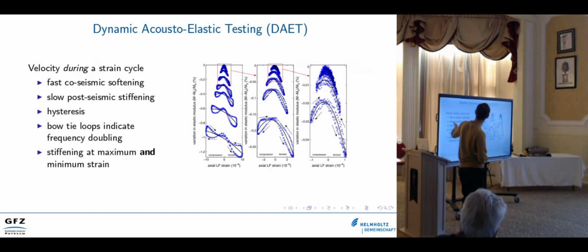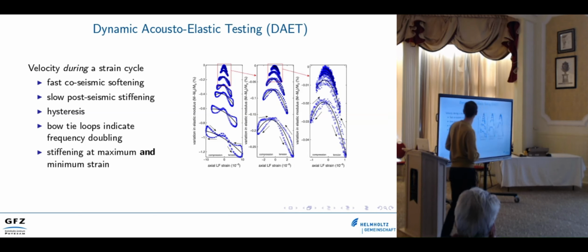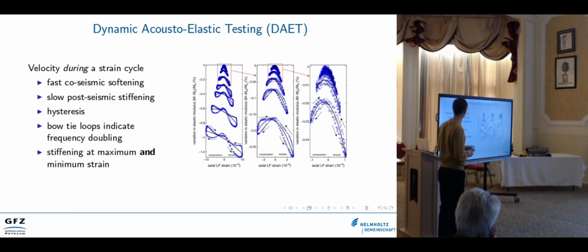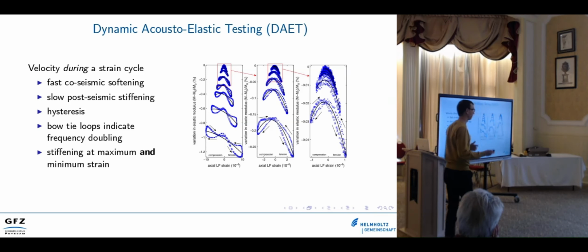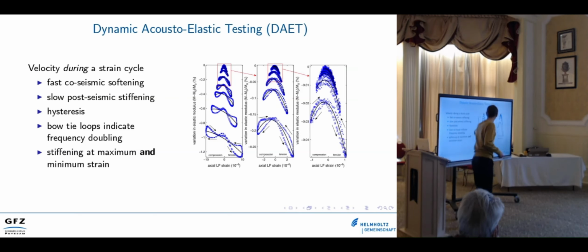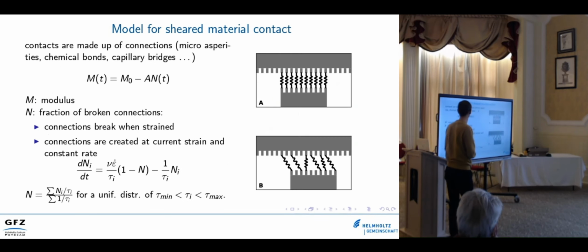As I said, it's a fast co-seismic softening that we see, and the slow post-seismic stiffening, which I showed two slides before. And there's a hysteresis in between here. And we have the stiffening at the maximum and minimum sides of the strain. That is an important part of the story, that the sample is actually stiffening at both extremes here.